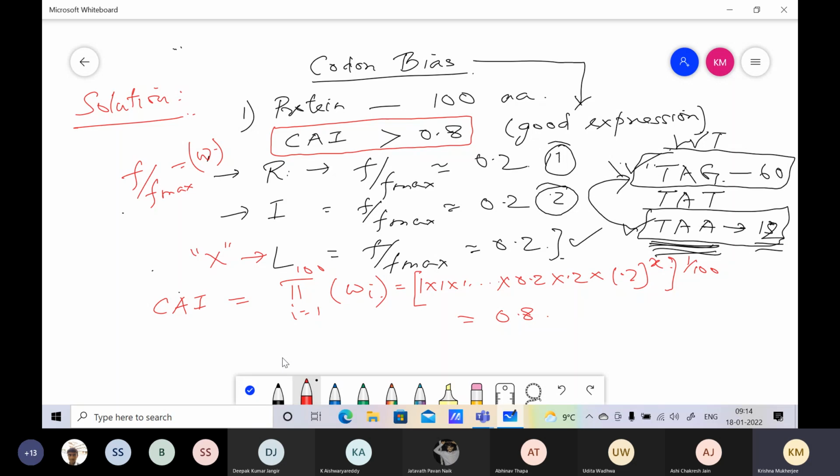So what do we have? (0.2)^(2+x) is equal to (0.8)^100.